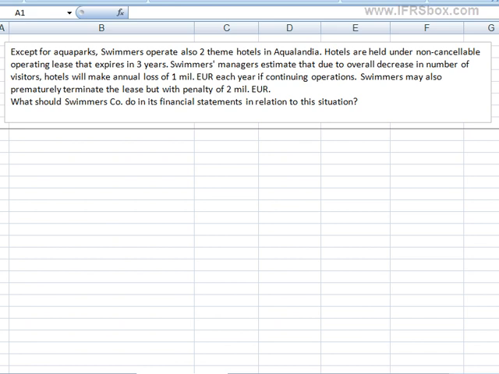Except for aquaparks, Swimmers also operate 2 theme hotels in Aqualandia. Hotels are held under a non-cancelable operating lease that expires in 3 years. Swimmers' managers estimate that due to an overall decrease in the number of visitors, the hotels will make an annual loss of €1 million each year if continuing operations. Swimmers may also prematurely terminate the lease, but with a penalty of €2 million. What should Swimmers' company do in its financial statements in relation to this situation?